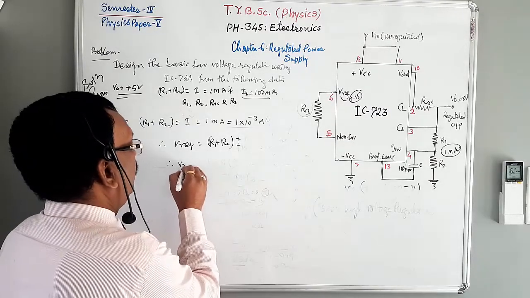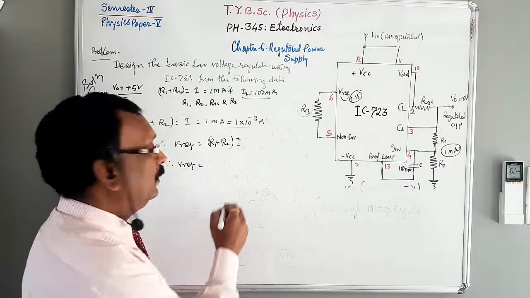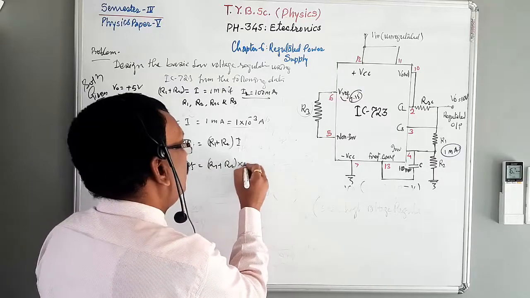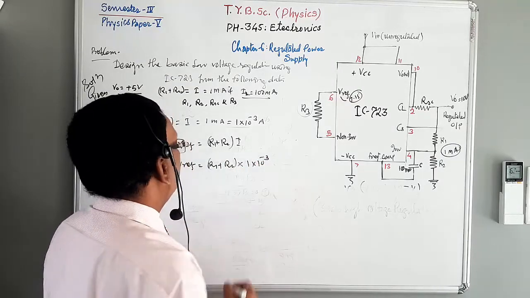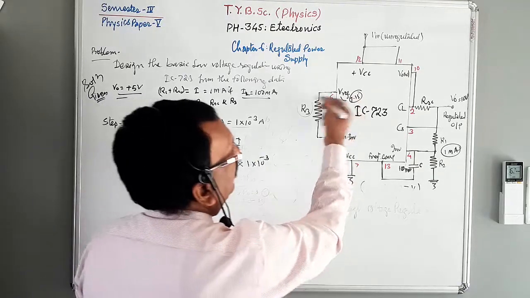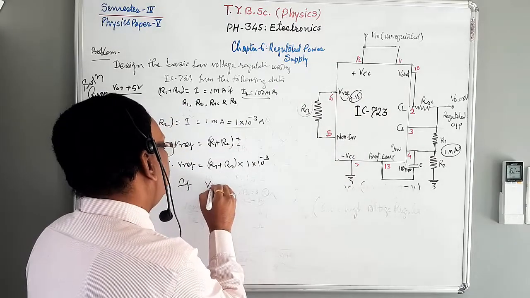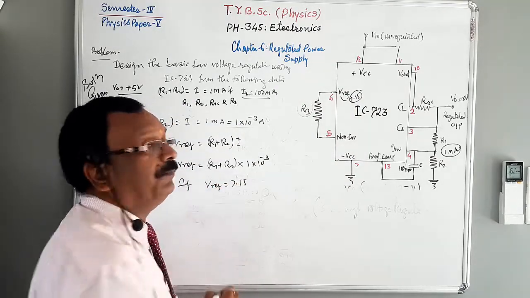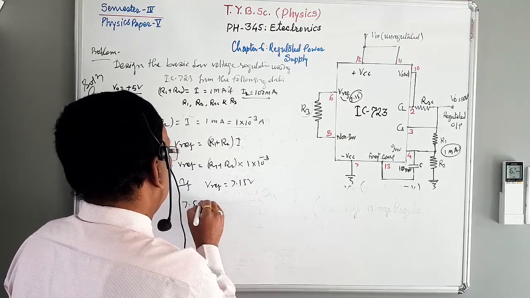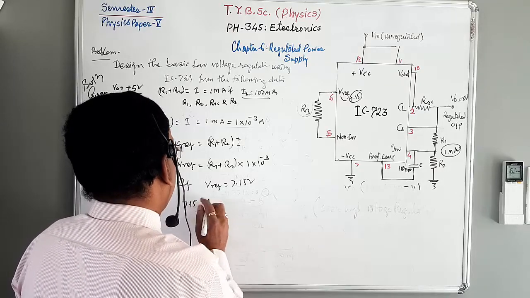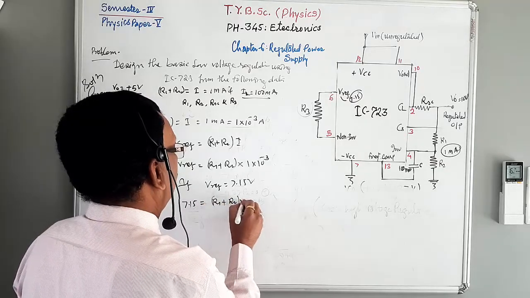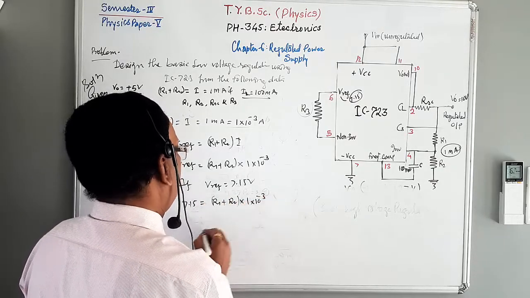Therefore, V reference is equal to (R1 plus R2) into I. What is I? 1 into 10 raised to minus 3. If we know that the value of V reference in both the circuits is fixed, 7.15 volt, then 7.15 is equal to (R1 plus R2) into 1 into 10 raised to minus 3.